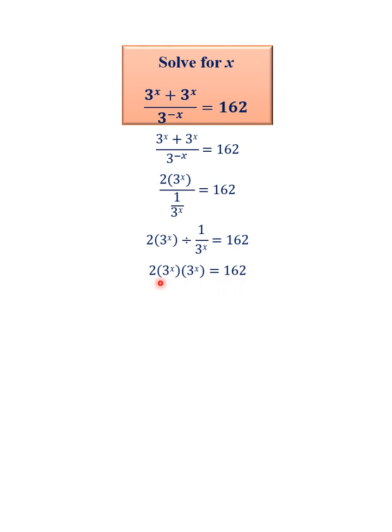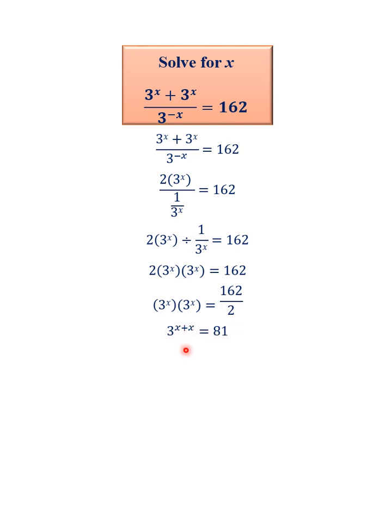We are looking for x, so let's isolate 3 to the power of x by dividing through by 2. So if we divide both sides by 2, we're going to have 3 to the power of x into 3 to the power of x equals 162 divided by 2. Now we have the bases to be the same, and according to the law of indices, if you have indices multiplying each other with the same base, you take the base and add the power. So we are going to take 3 as the base and add the power x plus x, and that is equal to 81 because 162 divided by 2 will give us 81.